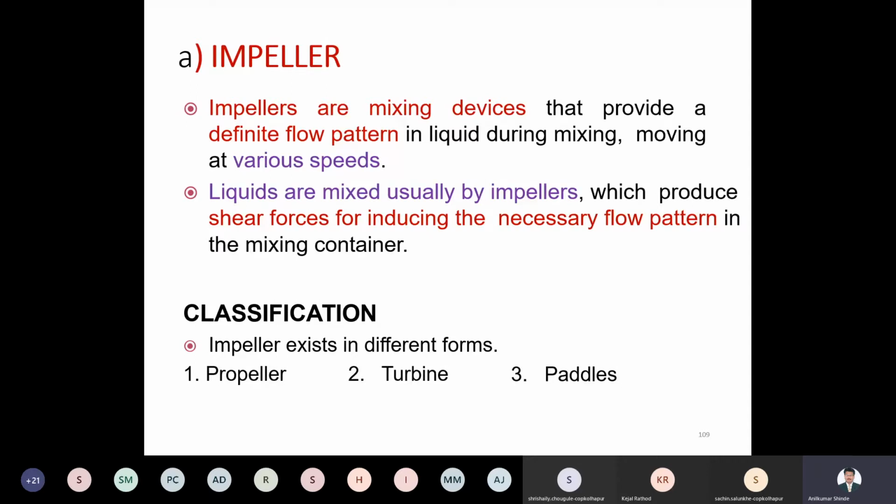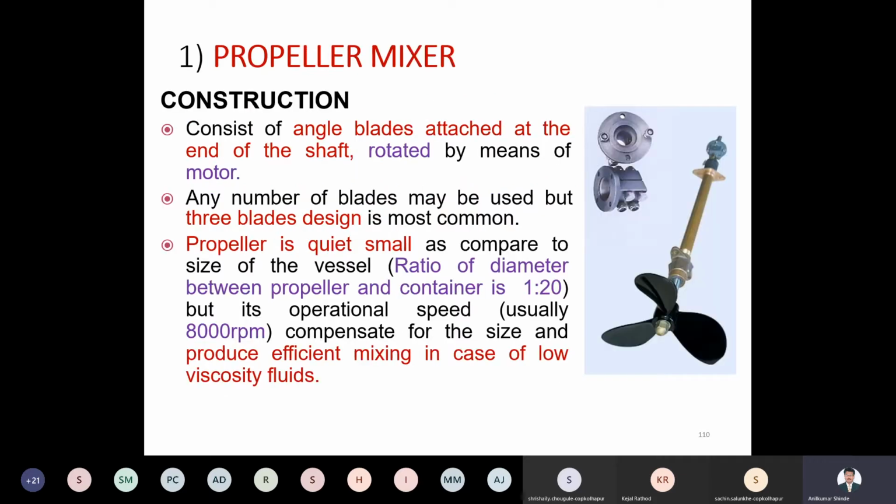So there are different types of impellers. Impeller is a broad category. Impellers can be classified into the propeller, turbine, and paddle. These are the three types of impellers: the propeller, turbine, and paddle. We'll see in brief about this. First, the propeller type of mixer. This is called a propeller type of mixer. If you look at the figure, this is called a propeller. These are angled blades, and these blades are attached to the shaft.